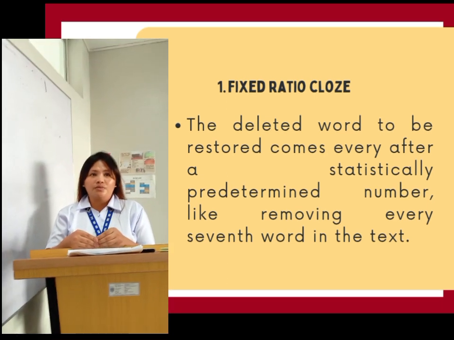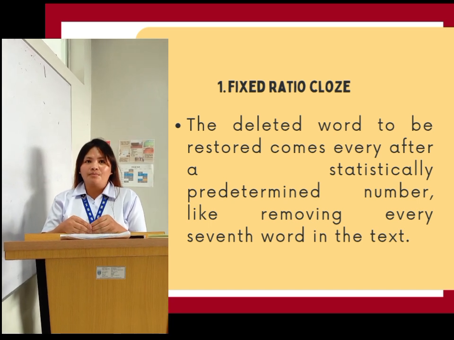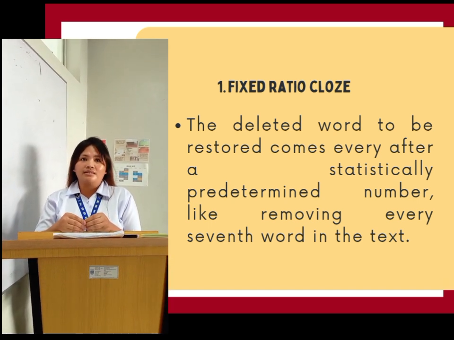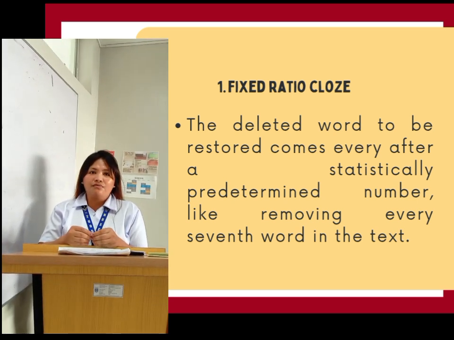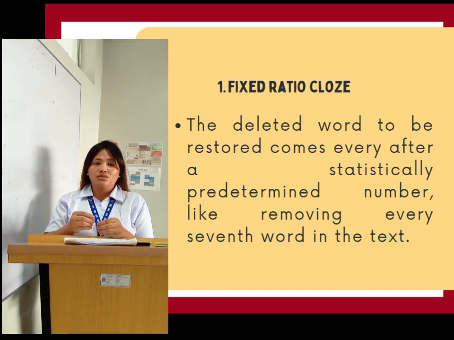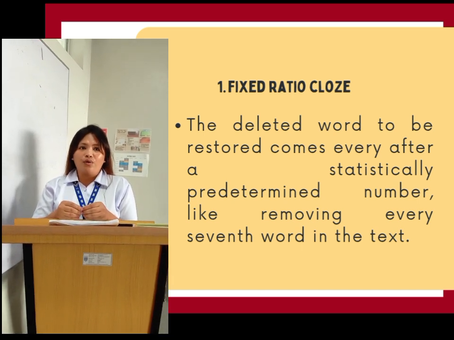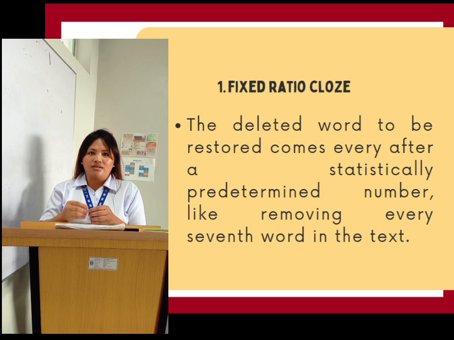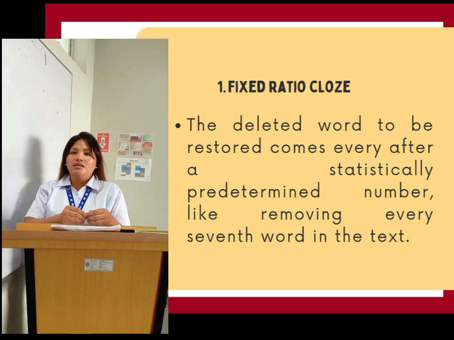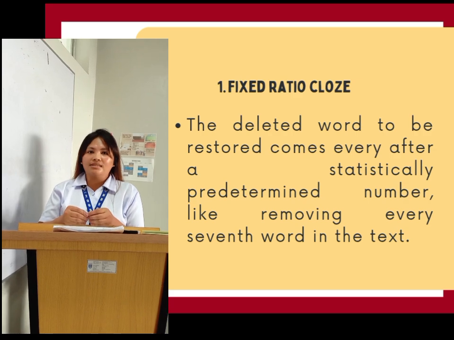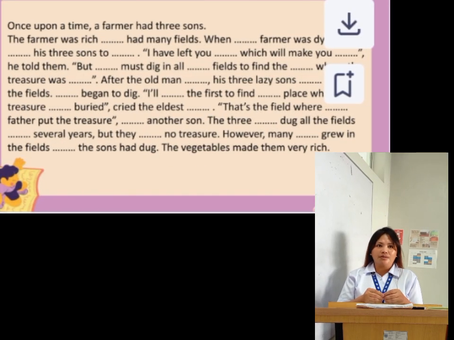The deleted word to be restored comes after a statistically predetermined number, like removing every seventh word in a text. The interval for lower elementary grades should be further apart, or every fifth to seventh word, and closer, or every third or fourth word, for higher grade levels. The further the word deletion, the easier is the task. The words deleted could be either content words or function words. So here are the examples.